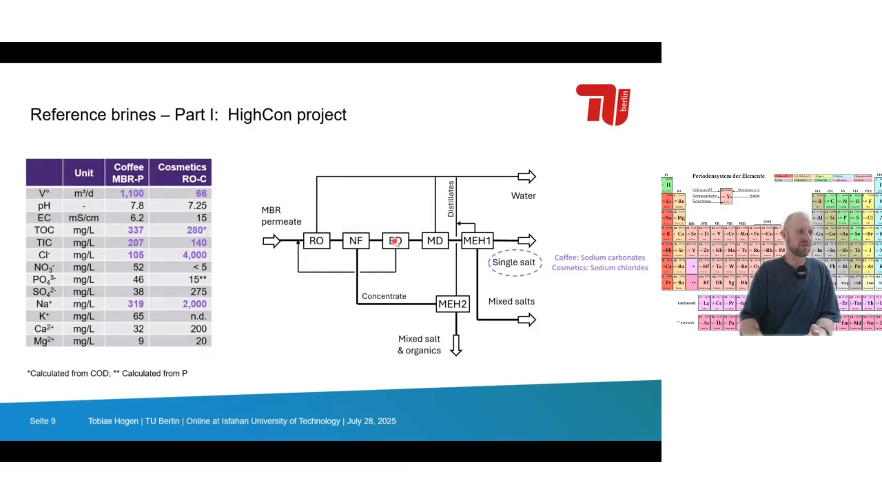The permeate was further, let's say, concentrated, and then we had a second evaporation, and this is a fractional evaporation where we get two solid outputs. One is single salt, or our target salt, which was intended for reuse. For the coffee industry, it was sodium carbonate because of the better TIC to Na+ ratio, and for the cosmetics industry, it was sodium chloride.